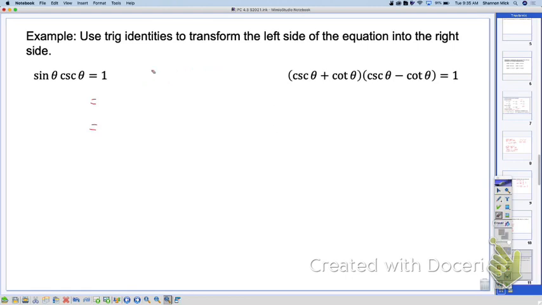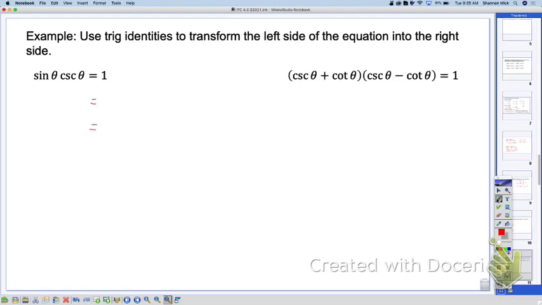Okay, so we need to get these two things to be 1. To be 1. Okay? So what do you know? Well, sine's pretty much sine, right? If you want to leave it that way, you don't have to. You can change it. I like to work with sines and cosines just because we do that a lot, right?